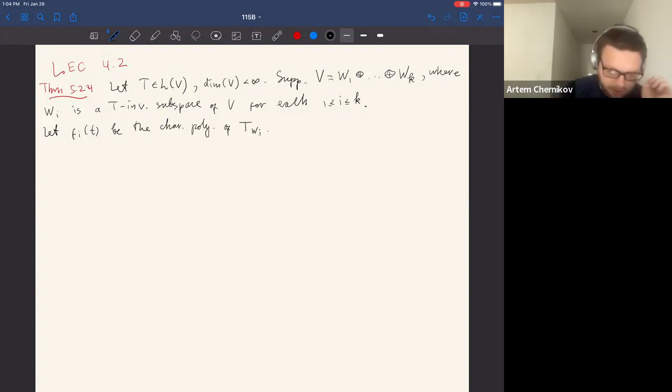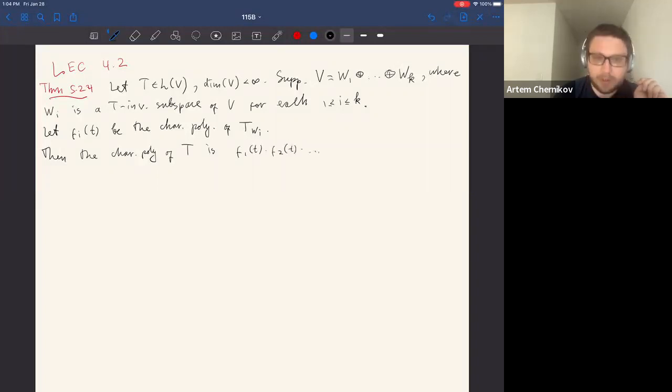Then we have that the characteristic polynomial of the whole linear operator T is just the product of the characteristic polynomials for T restricted to Wi. So just the product f1(t) times f2(t) times etc. times fk(t). And of course we know that a product of polynomials is a polynomial. So at least at this level the statement makes sense, and we are going to finish the proof today.